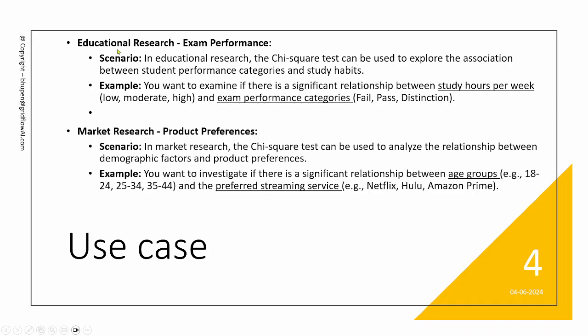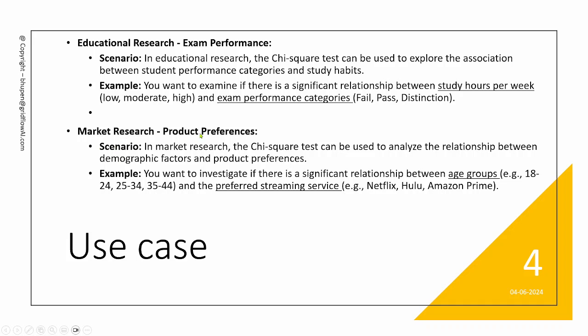And similarly, educational research. Here we are talking about, let's say, the study hours per week. We can define the study hours in terms of low, moderate, and high. Let's say low meaning less than 4 hours, moderate means 4 to 6 hours, and high meaning 6 to 8 hours, something like that. So you divide the data into some kind of slabs or categories, and then you want to measure if that has any impact on the exam score. So the exam score is also in categories. So these are both categorical variables.